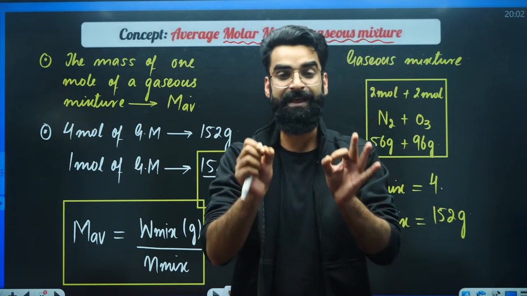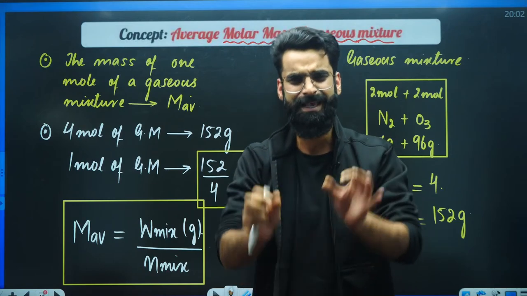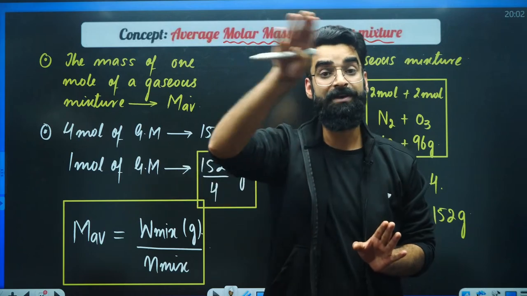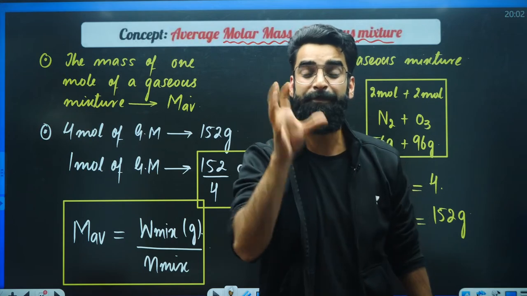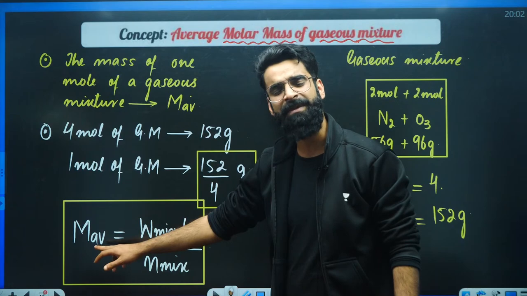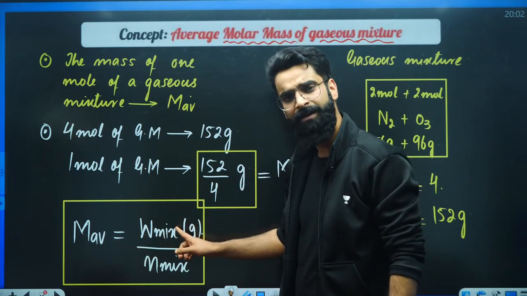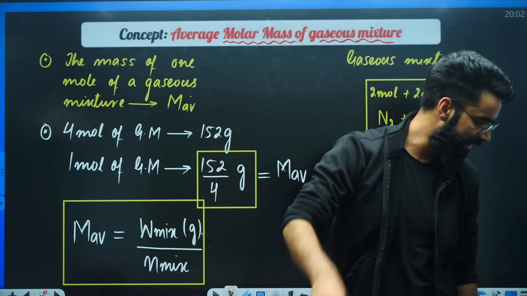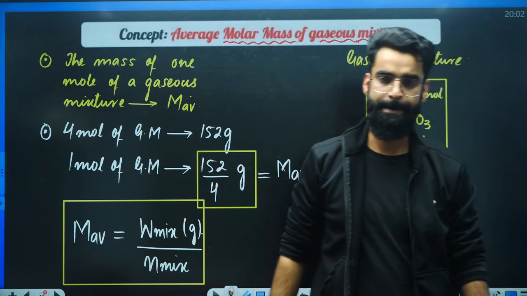Whenever you have a container which contains two or more chemically non-reacting gases, at that point you will calculate the average molar mass of the gaseous mixture. And that average molar mass of the gaseous mixture is represented by MAV, and the result by means of which you will calculate it will be the mass of the gaseous mixture in grams divided by the total moles present in the gaseous mixture. I hope you got it.